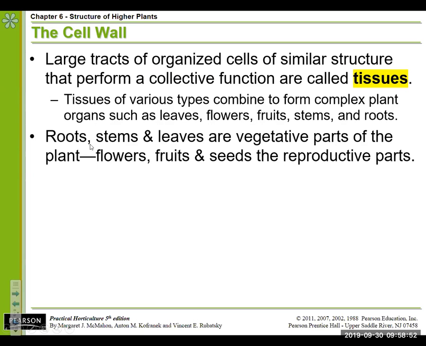And we have those that are vegetative, that are kind of undergoing this regular cell division: roots, stems, and leaves, the vegetative parts of the plant. The flowers, fruits, and seeds being the reproductive parts of the plants that are undergoing meiosis, the sexual reproduction and cell division.